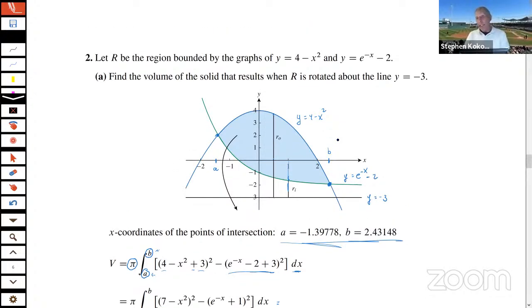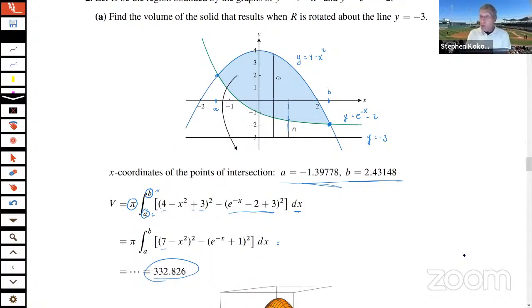And in an AP calculus exam, it is quite likely that they would be already labeled for you. But if they're not, if a student comes off to the side and says, okay, I'm going to let f of x equal 4 minus x squared. I'm going to let g of x equal e to the minus x minus 2. Yes, perfectly acceptable to write pi, the integral a to b. Don't let me forget all my parentheses in here. This would be f of x plus 3 squared minus g of x plus 3 squared dx.